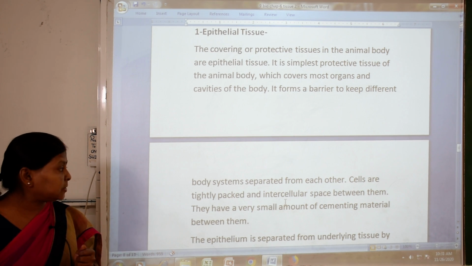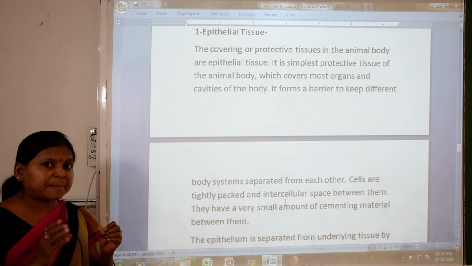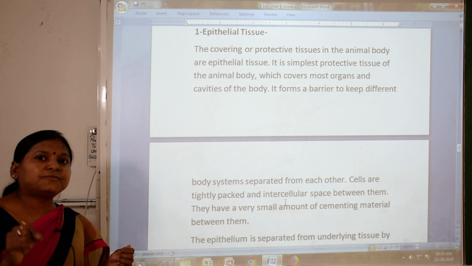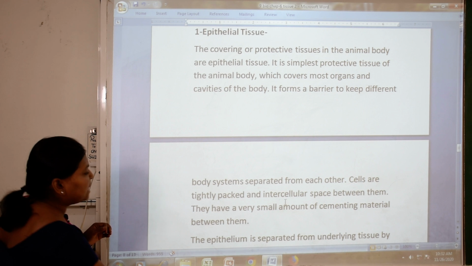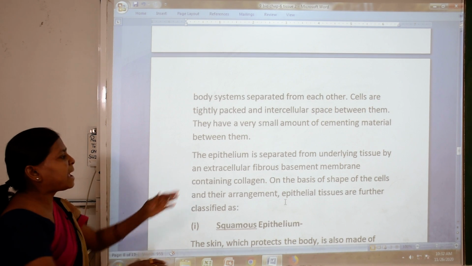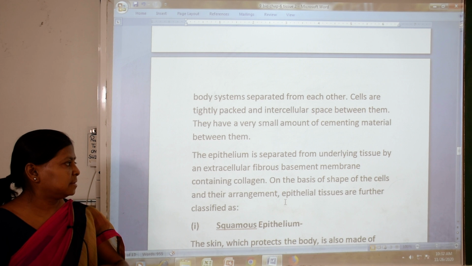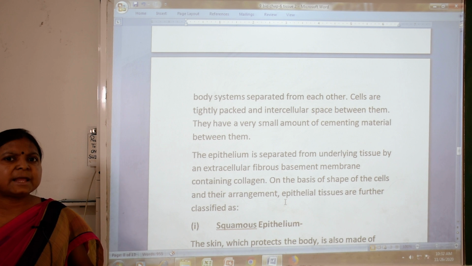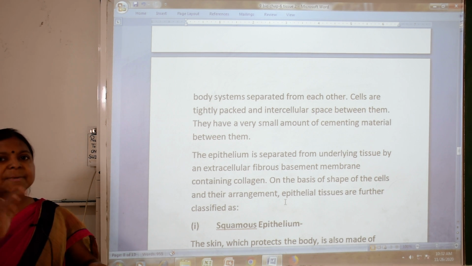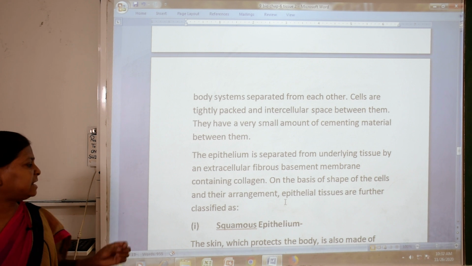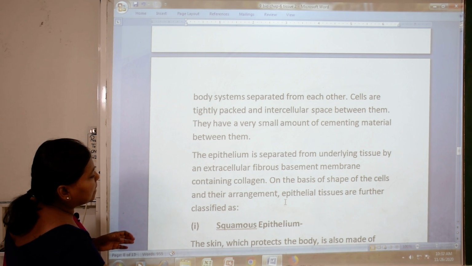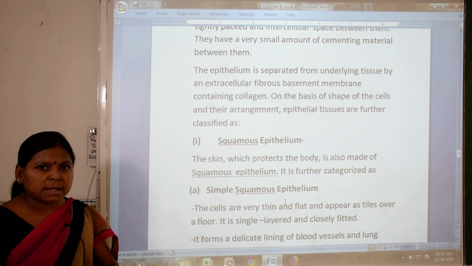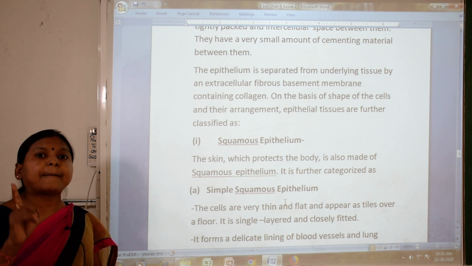Cells are tightly packed with little intercellular space between them. They have a very small amount of cementing material between them. The epithelium is separated from the underlying tissue by an extracellular fibrous basement membrane containing collagen. On the basis of the shape of the cells and their arrangement, epithelial tissues are further classified. Squamous epithelium: the skin which protects the body is also made up of squamous epithelial tissue.